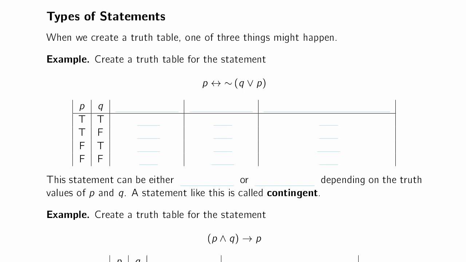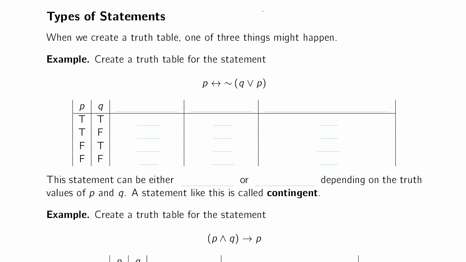When we create a truth table for a statement, one of three things will happen. And each of these three possibilities has a name. The first possibility happens in this first example. We're asked to make a truth table for the statement P if and only if, not in parentheses Q or P. How do we make a truth table for this?